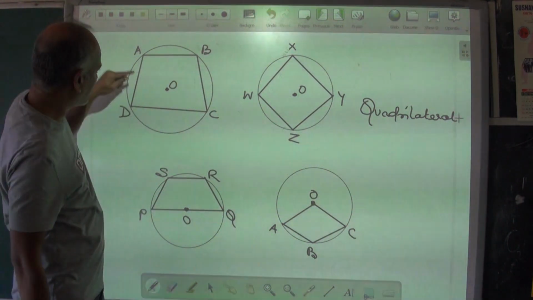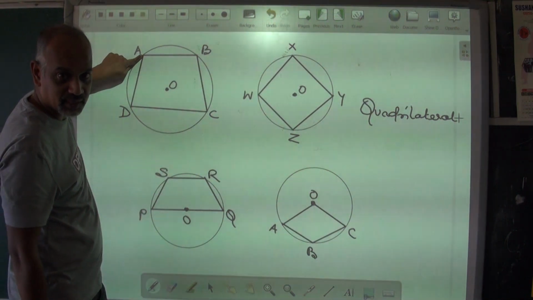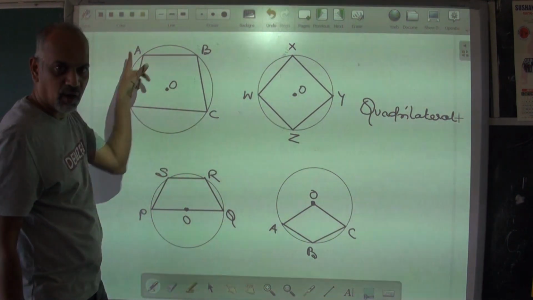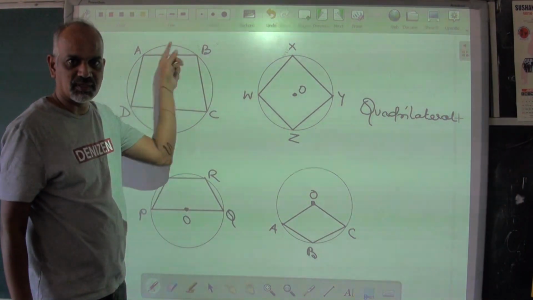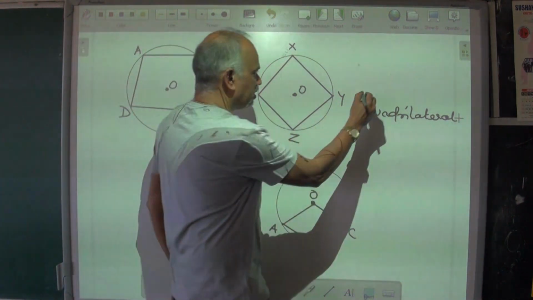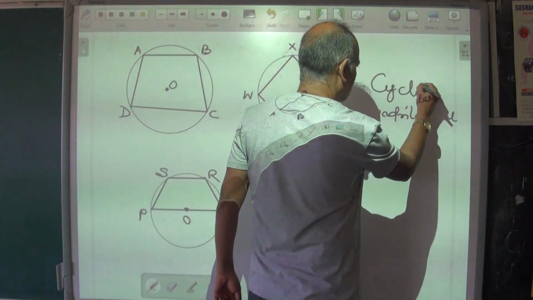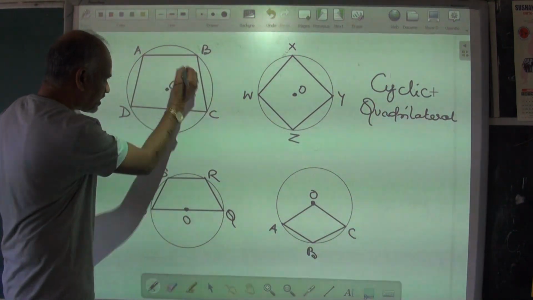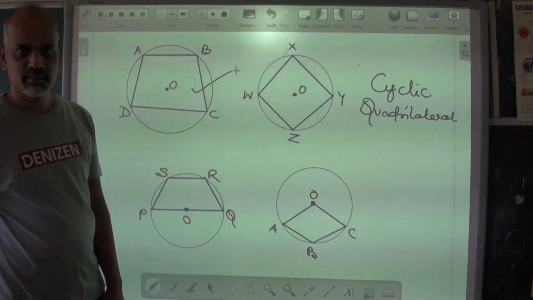So is A on the circumference? It is. B is also on the circumference. C and D, all of them are on the circumference of the circle. Therefore, such quadrilaterals are called cyclic quadrilaterals. So ABCD in this case is a cyclic quadrilateral.